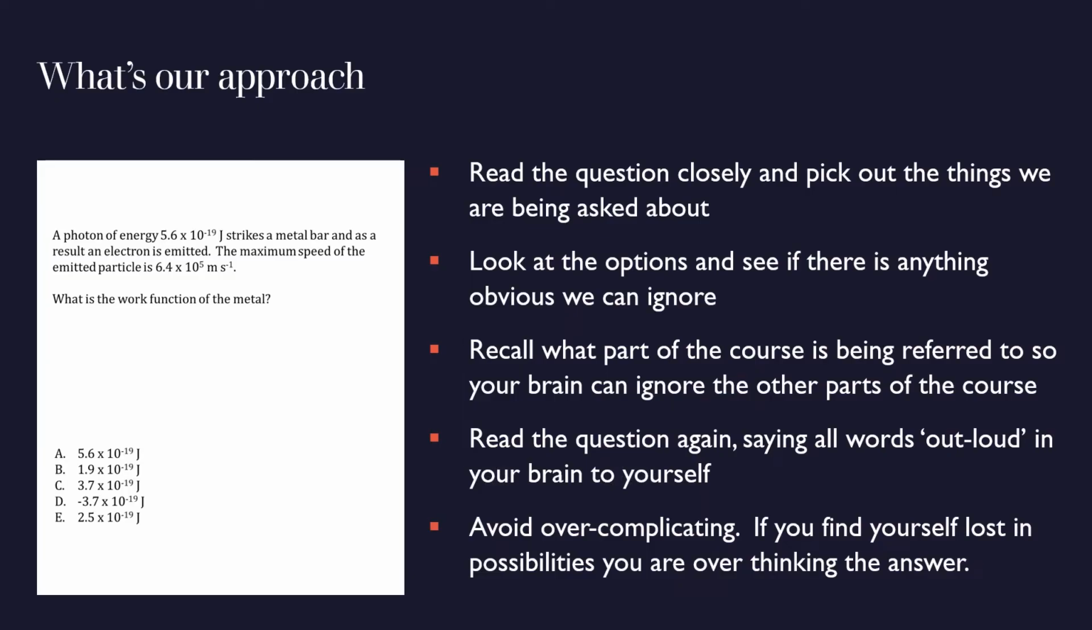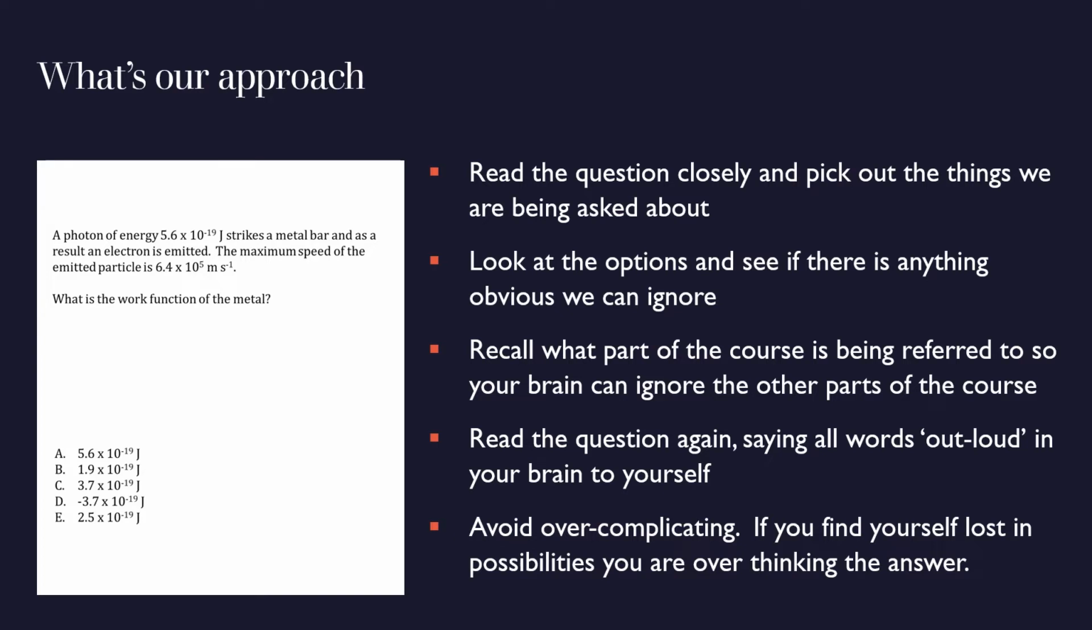So what's our approach? Well, we need to read the question closely and pick out the things we're being asked about. We can see there's a photon energy. We know it's striking a metal bar and electrons are flying out, and we know the speed of the electron particle coming out. And we need to find the work function of the metal.